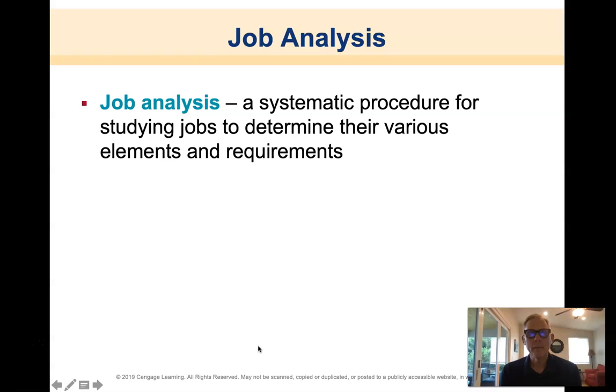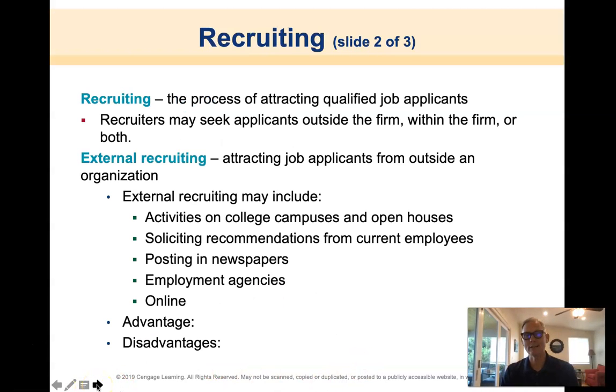Job analysis. Job analysis is basically a systematic procedure for studying jobs to determine their elements and their requirements, right? It's what creates the job description. Recruiting. Recruiting is the process of attracting qualified job applicants. They seek applicants outside of the firm and then potentially within the firm, or typically both. So, external recruiting. That's attracting job applicants from outside the organization. You can find them through LinkedIn, Handshake, ZipRecruiter, Glassdoor, Indeed. On college campuses, you can find them at job fairs.